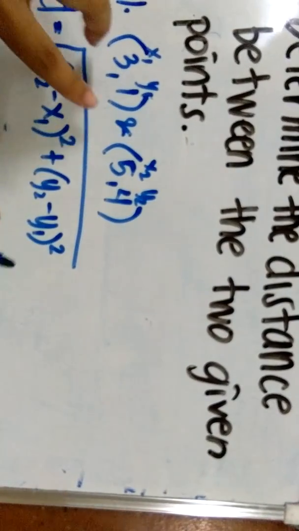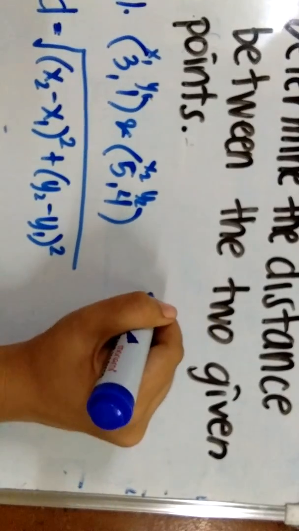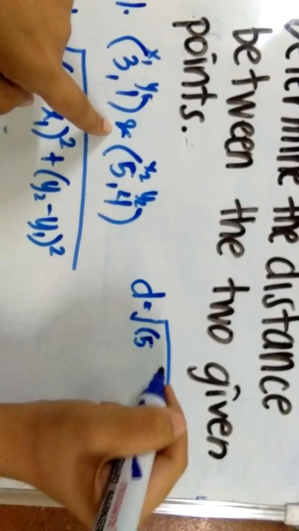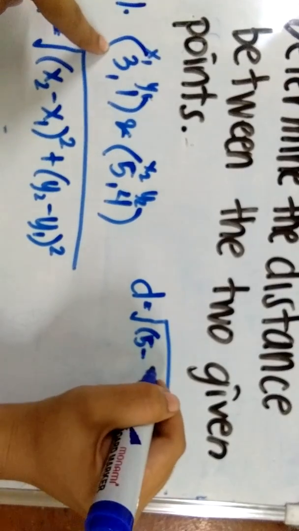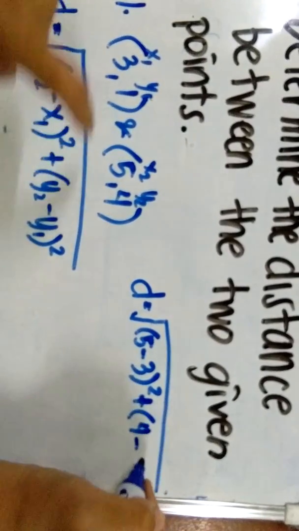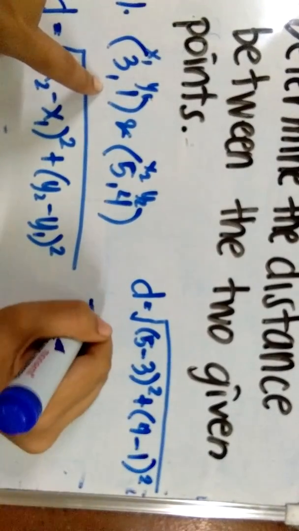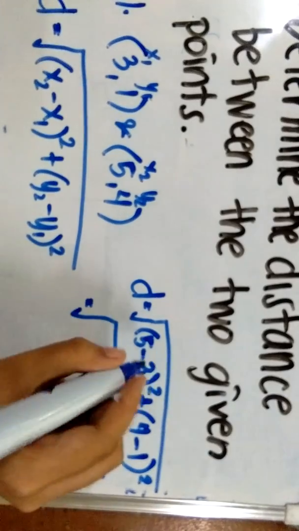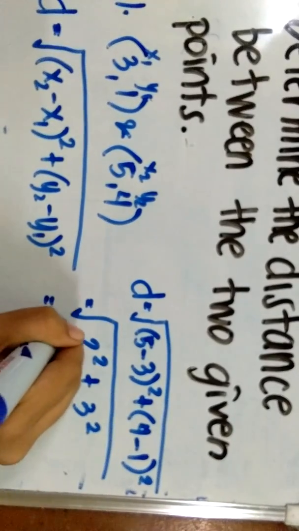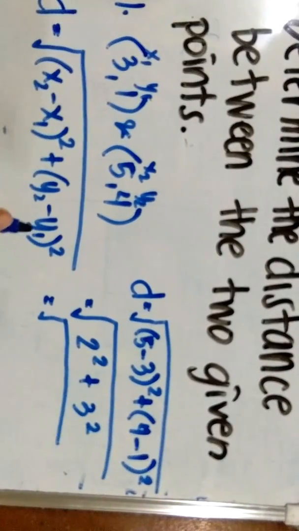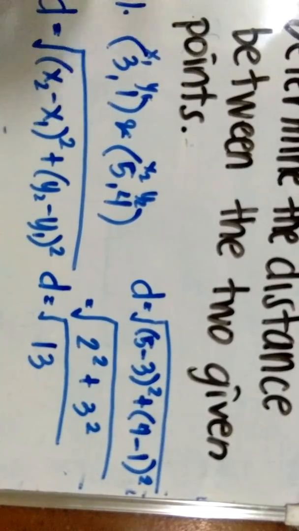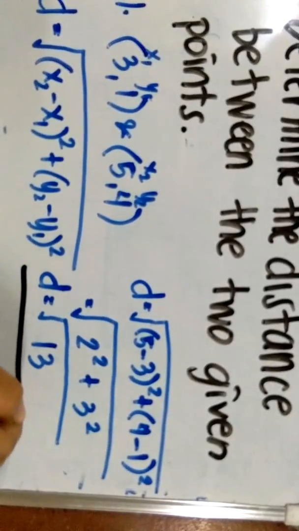Now, substituting the coordinates to the given formula, we have d is equal to the square root of x sub 2, which is 5, minus x sub 1, which is 3, squared, plus y sub 2, which is 4, minus y sub 1, which is 1, squared. And computing, we get 2 squared plus 3 squared. 2 squared is equal to 4, plus 3 squared, which is equal to 9. So 4 plus 9 is equal to 13. So the distance between points 3, 1 and 5, 4 is the square root of 13.